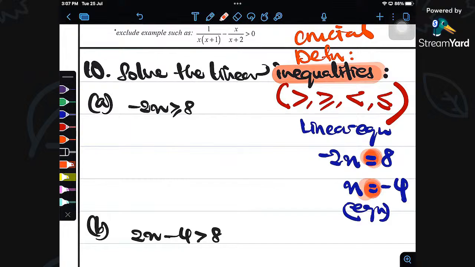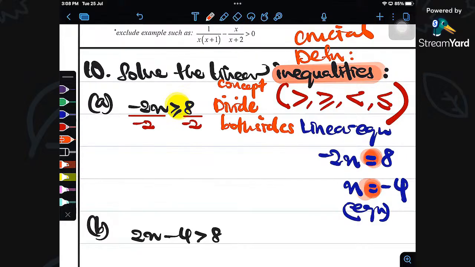But now it is no longer equal. We have more than or equal. There is more than, there is inequality there. But the technique is the same. We divide both sides with negative 2. The concept is to divide both sides, both sides, with negative 2. So this is what I'm doing, divide both sides. And so I will get an x value. x will be less than or equals to -4.